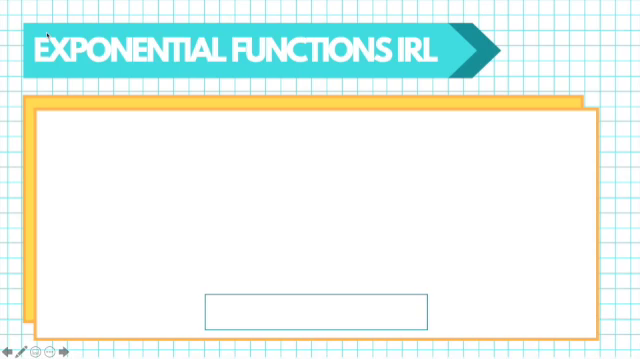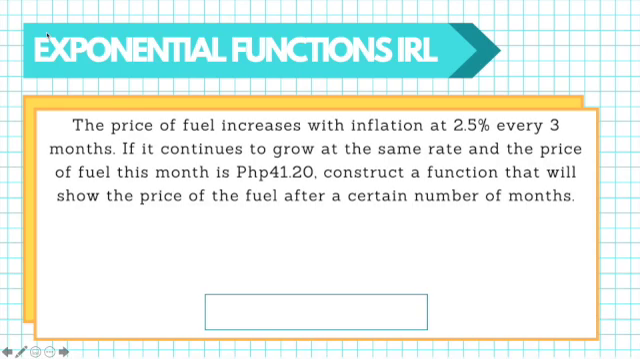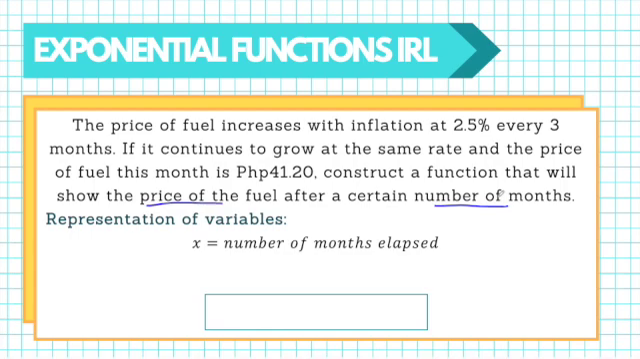Now let us have this example. The price of the fuel increases with inflation at 2.5% every 3 months. If it continues to grow at the same rate and the price of fuel this month is 41 pesos and 20 centavos, construct a function that will show the price of the fuel after a certain number of months. We'll start first with the representation of the variables. The price of the fuel is dependent on the number of months. Therefore, x is the number of months elapsed and y is the price of the fuel.